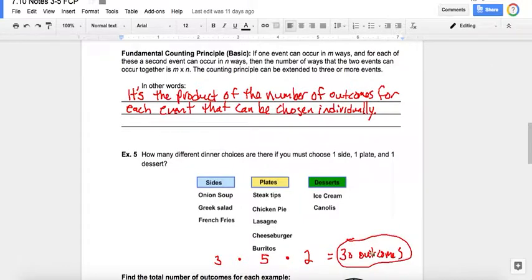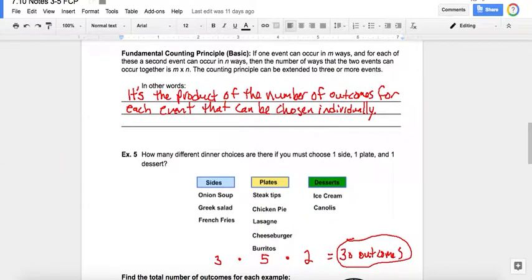Now, this is a shortcut to doing a tree diagram, because a tree diagram would have been very time consuming if we had to create 30 different outcomes. So that's why we have the fundamental counting principle, to make it easier so we don't have to do all that work. But in order for this to make sense, we need to understand tree diagrams so that this shortcut makes a whole lot more sense to us.